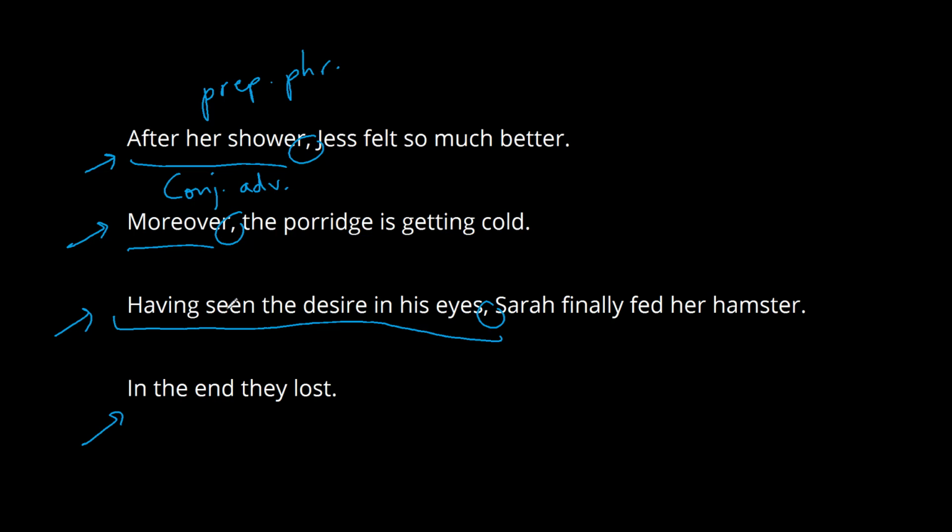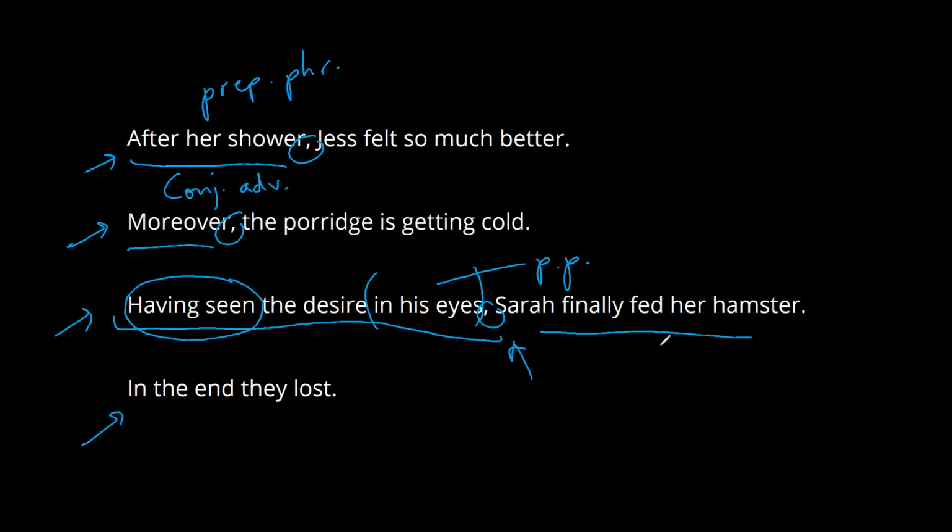So we start with having seen the desire, and having seen here, you can see here that's a participial phrase. And then we also have in his eyes. This is getting a bit messy here. In his eyes is a prepositional phrase. So we've got a few phrases in a row, and when we get to the end of all these phrases, we've added the comma, and then we get to the main clause after that.